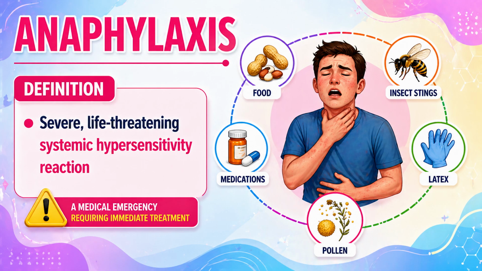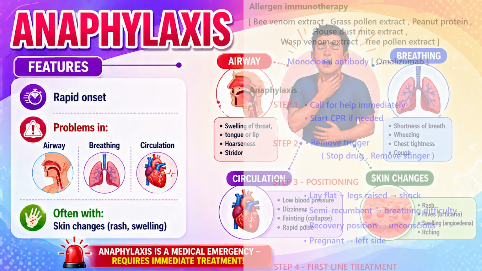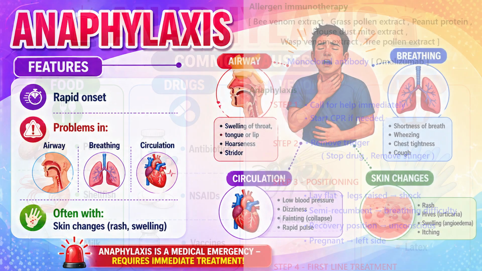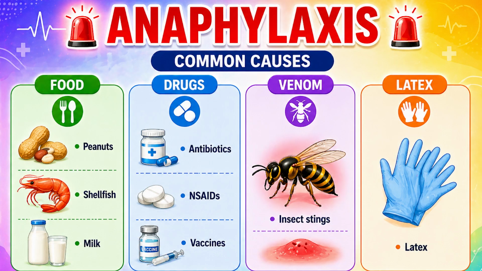Now we come to the most dangerous condition, anaphylaxis. This is a severe, life-threatening systemic hypersensitivity reaction. It has a rapid onset, and it affects airway, breathing, circulation, often with skin changes like rash or swelling. Common causes you must memorize: foods, peanuts, shellfish, milk; drugs, antibiotics, NSAIDs, vaccines; others, insect stings, latex. Risk factors include asthma, repeated exposure to allergens.